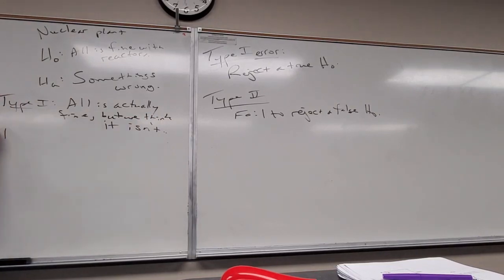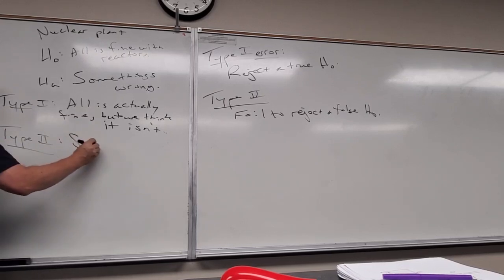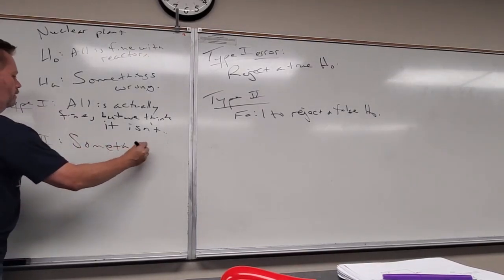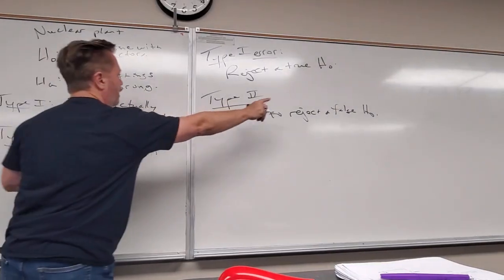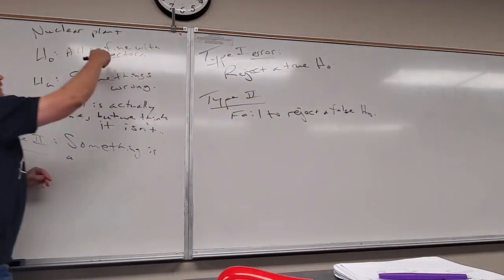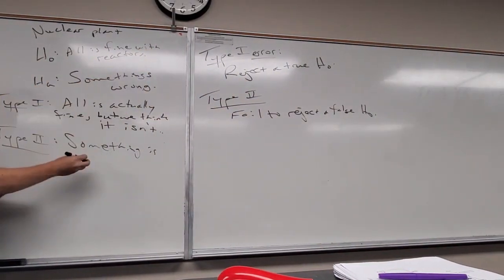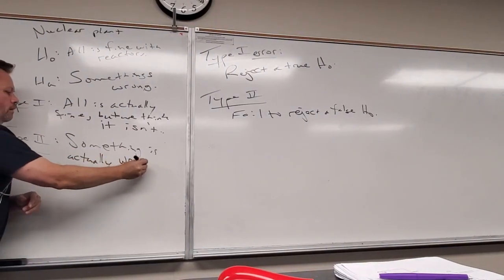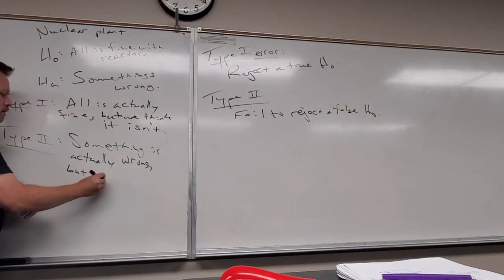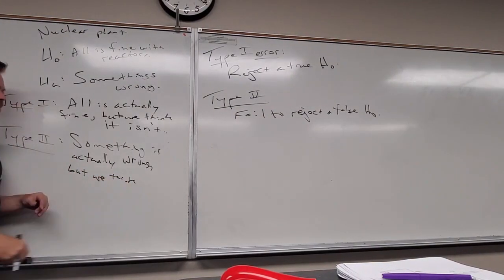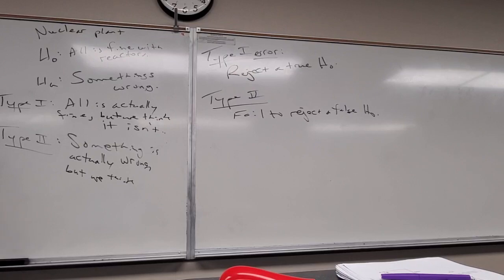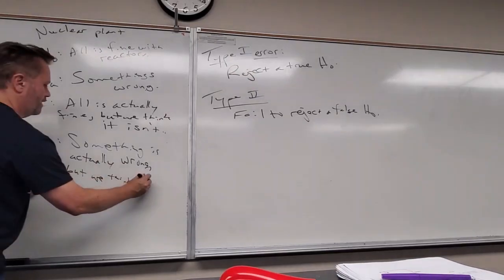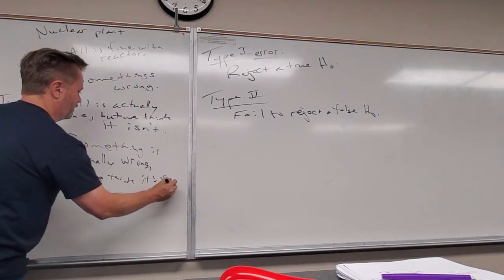What's a type 2 error? Something is actually wrong, because in a type 2 error, the null is false. So something is actually wrong, but we think what? It's fine.